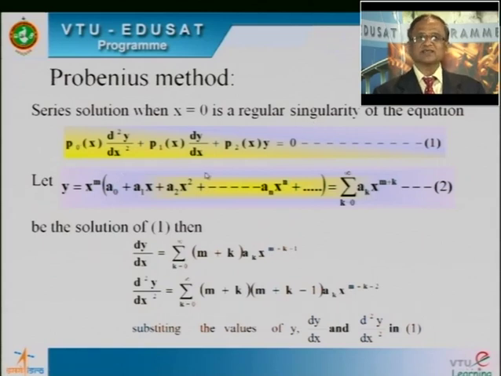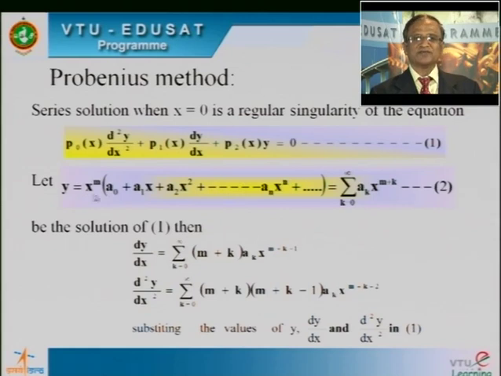In that case we can assume a series solution in the form y is equal to x to the power m into a0 plus a1 x plus a2 x square plus a3 x to the power 3 and so on, plus an x to the power n and so on. Or you can write it in the form of summation ak into x to the power m plus k, where k varies from 0 to infinity. This becomes the solution of the given differential equation.